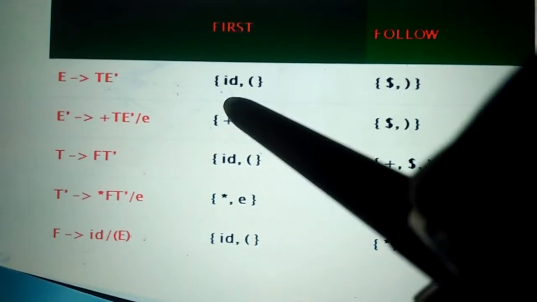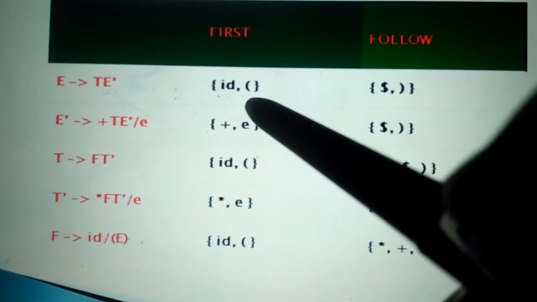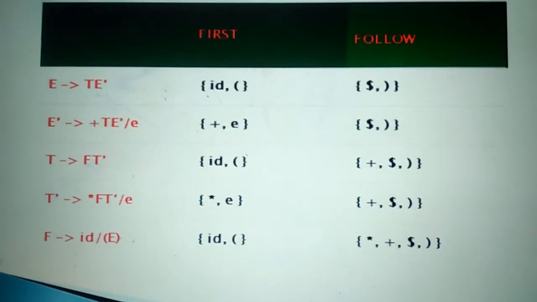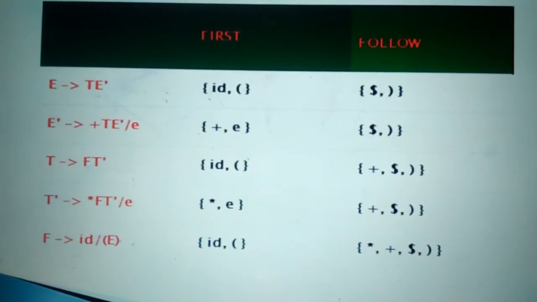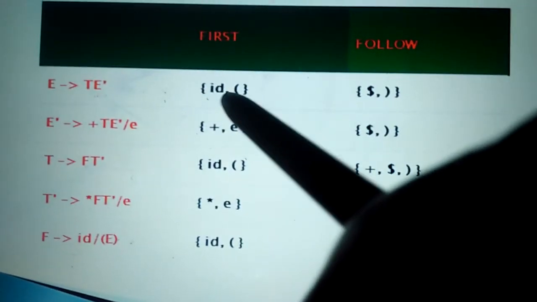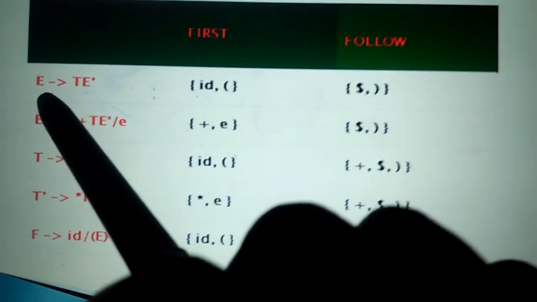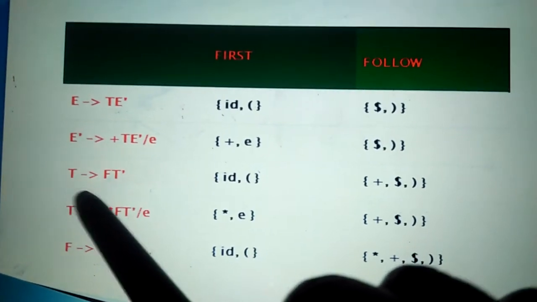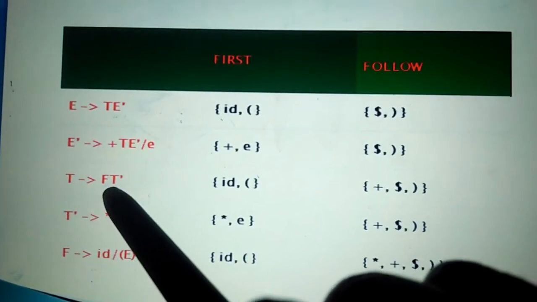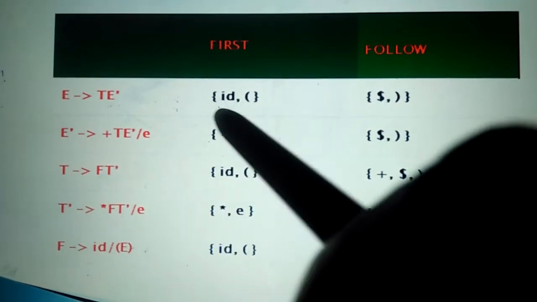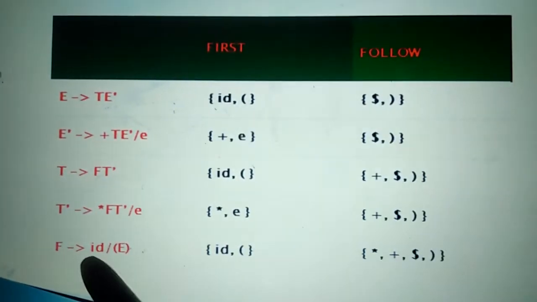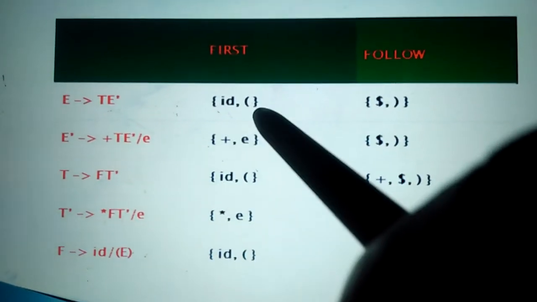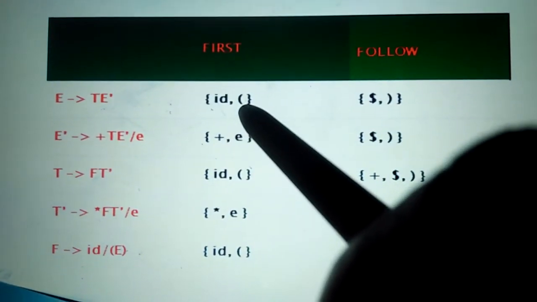In this set I have the identifier, and the first lookup is the identifier, and next is the opening bracket. How did I get the identifier here? E is deriving the terminal, where T is deriving F, and this F is further deriving the identifier. Therefore we have the identifier here, and the bracket, because it is in continuation of the string.